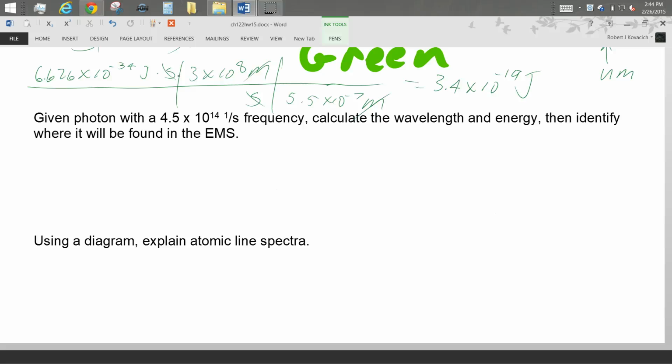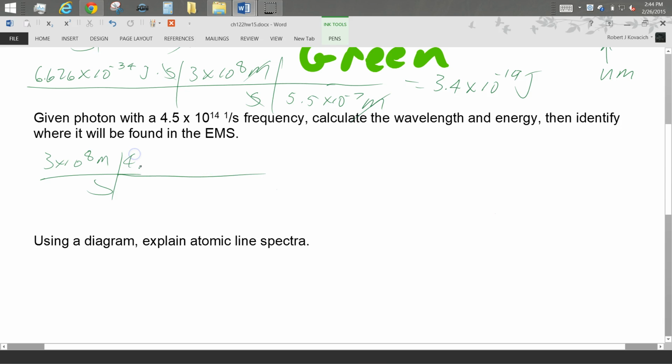So this time I'm given the frequency and I want to calculate my wavelength and my energy. I'm going to use 3 times 10 to the 8th meters per second, and then 4.5 times 10 to the 14th, because it's 1 divided by seconds. That's my unit. I'm going to get rid of that 1 since it doesn't matter, and then my seconds unit will cancel out and I'll just have a meter unit.